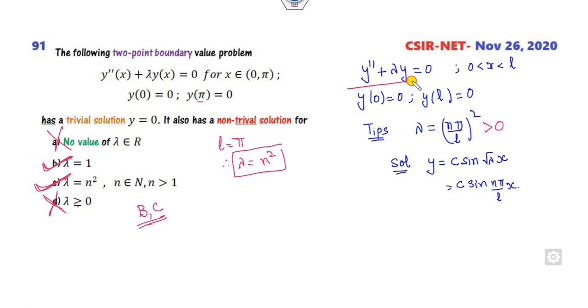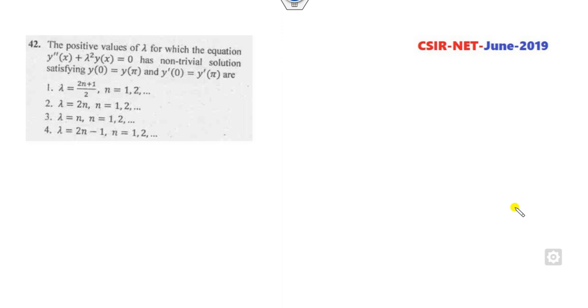Remember, this is the beautiful condition. Whenever this holds, this is the eigenvalue and this is the eigenfunction. Look at the another one. This is again an eigenvalue problem. But here the condition is given in this form: y double dash plus this, and y dash of 0 is y dash of pi.